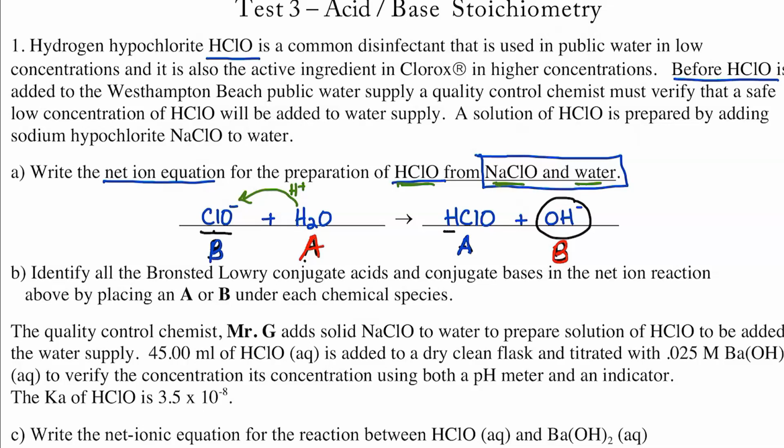And I asked you to identify the conjugate acids and bases on both sides. And that was a bunch of points there. So that was B. And some people didn't do it. Please read carefully. So moving on.